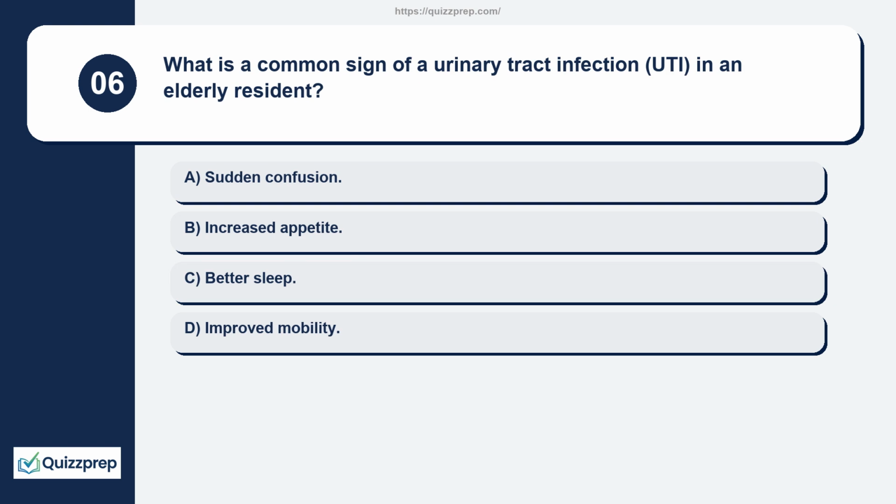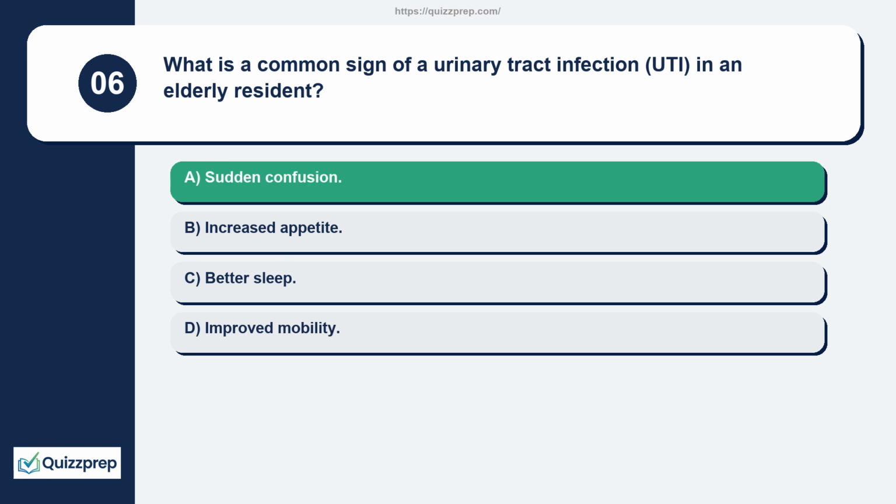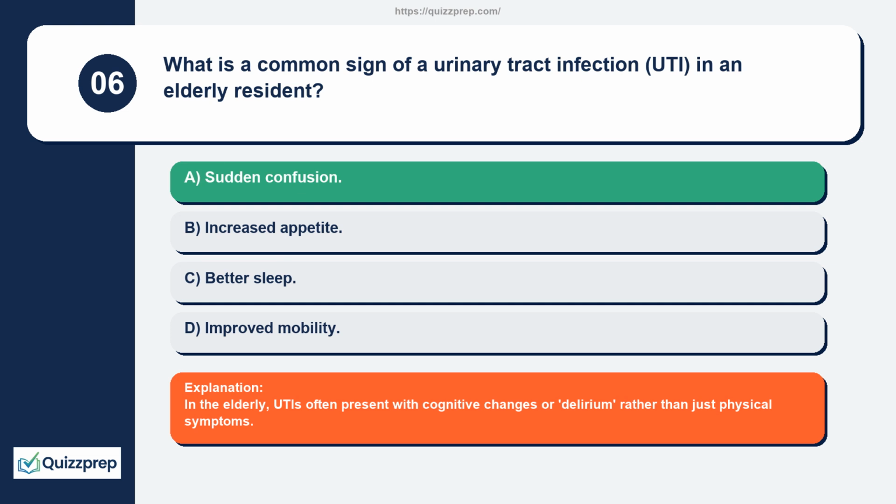Question 6. What is a common sign of a urinary tract infection, UTI, in an elderly resident? Sudden confusion, increased appetite, better sleep, improved mobility. In the elderly, UTI is often present with cognitive changes or delirium rather than just physical symptoms.